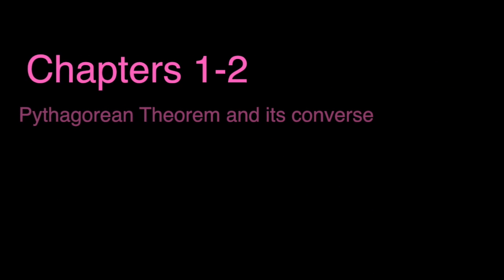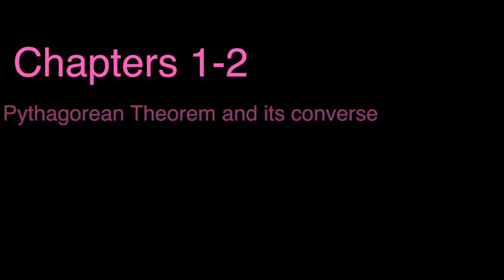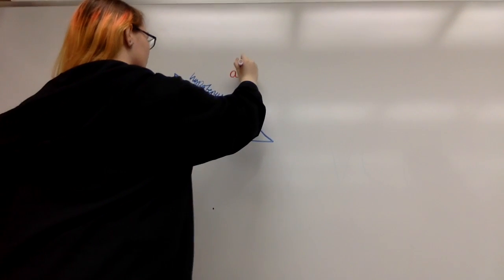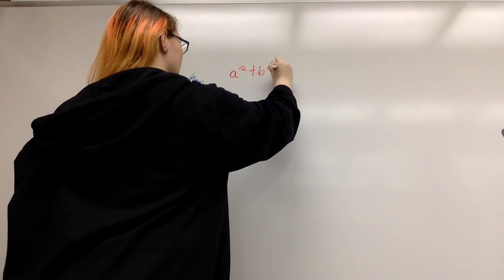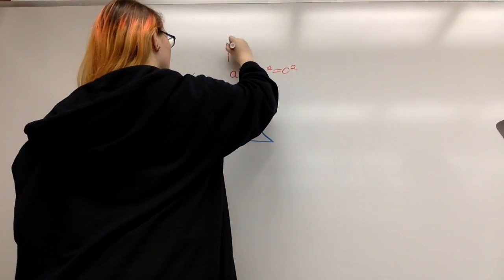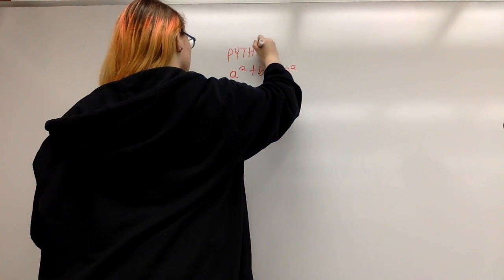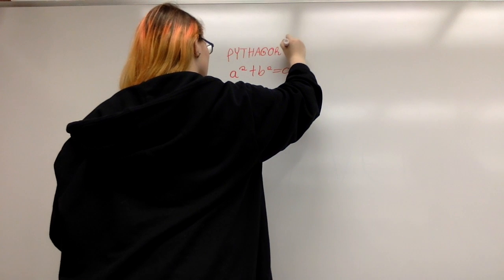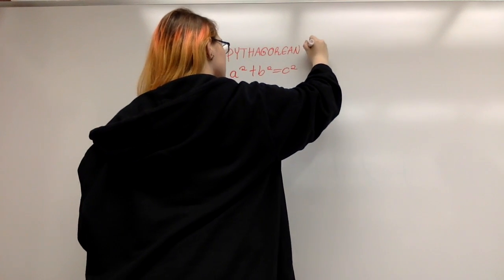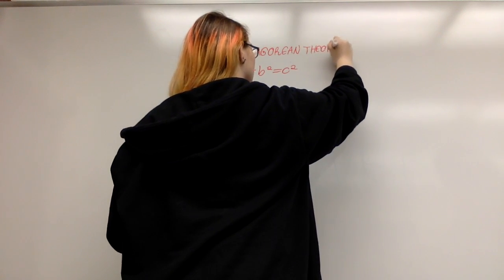In this unit, you will learn many different theorems and ways that you can find angle measures and side lengths of right triangles. The Pythagorean theorem was named after the ancient Greek mathematician Pythagoras. It states that in a triangle, the short leg squared plus the long leg squared equals the hypotenuse squared. A squared plus b squared equals c squared.